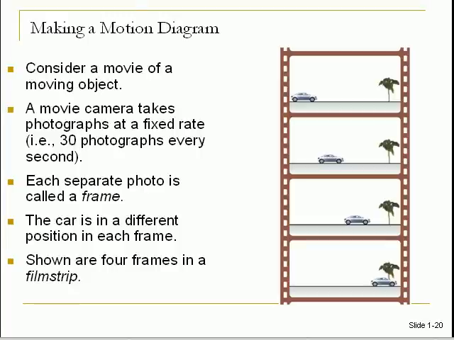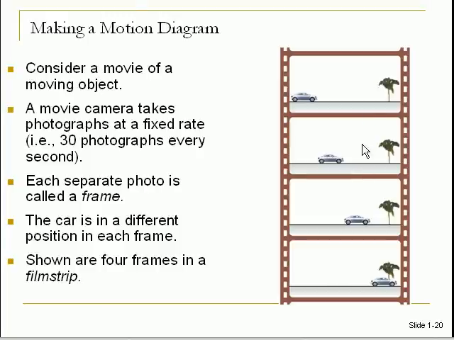Now a frame is just a separate photograph. So you'll see we've got some film here of a car. The car is clearly, if you look at each frame, moving from left to right. And you'll see that we have a snapshot of the car during different points of its motion.